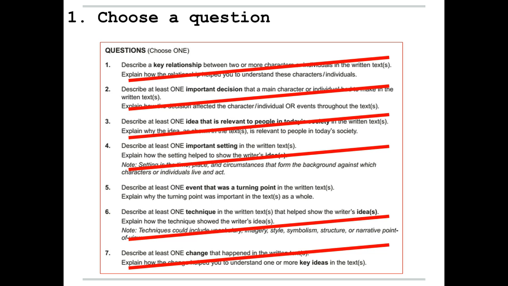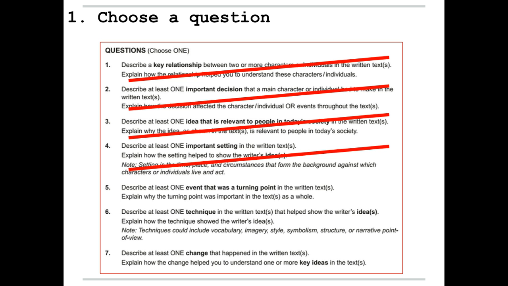If you take a look at question number 6: describe at least one technique in the written text that helped show the writer's ideas. Explain how the technique showed the writer's ideas. Now, to me, that's a really complicated question that is more suitable for poetry. So the first part there, it's complicated. You have to talk about at least one technique and you have to talk about writer's ideas. And then the other part there about it being better for poetry, when you look at poetry, you often look at things like vocabulary, imagery, style, symbolism, structure, narrative point of view. And so this question lends itself to poetry. It doesn't really lend itself to a novel like The Giver.